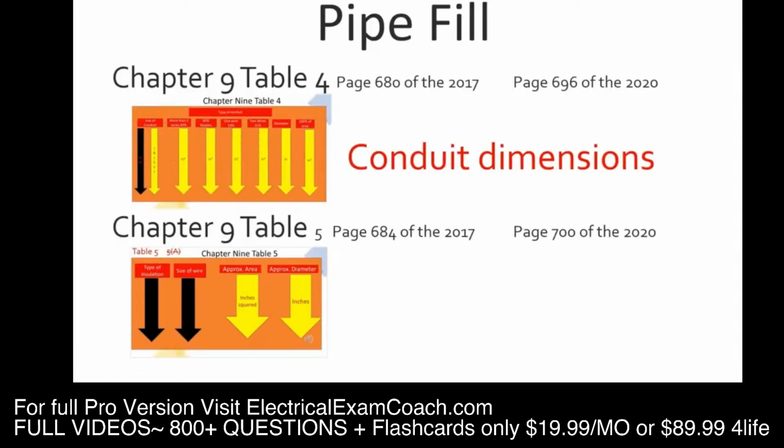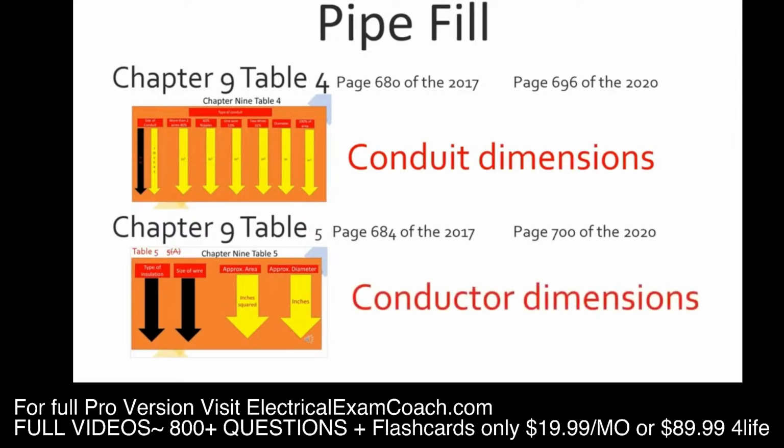Let's get to it. Now that we've learned all about Chapter 9, Table 4, and that it's all about conduit dimensions, now let's head to Chapter 9, Table 5, and let's learn about the conductor dimensions. Just like with box fill, each conductor has a size that it is. It is a square inch size when you're dealing with pipe fill. And we're going to head over and find out how to find out that square inch value. Then we know all we have to do is divide, just like we did in box fill.